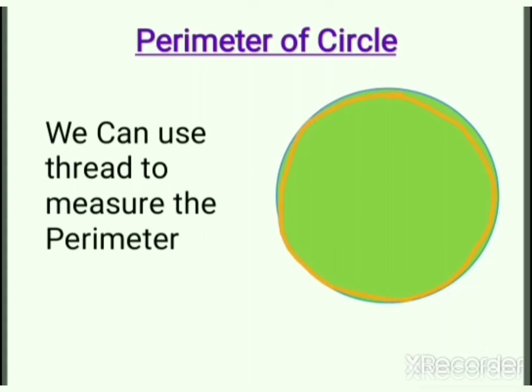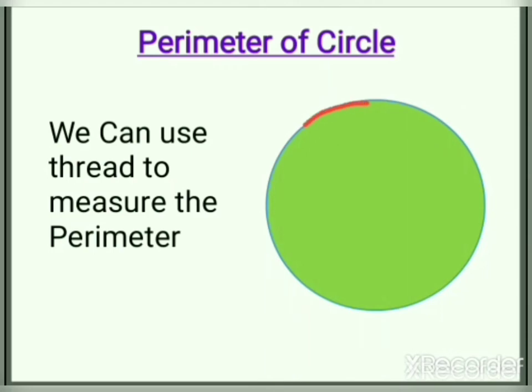So what we will do? We will use thread to measure the perimeter of this circle. You know what is perimeter? Yes, perimeter is the total length of boundary. So what is the perimeter of this circle? Length of this boundary is called perimeter of this circle. So let's see how we will find out perimeter of this circle.